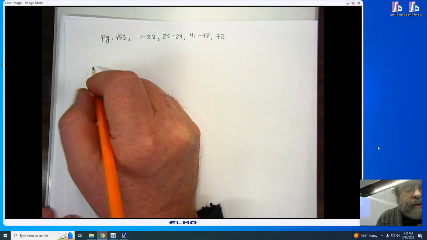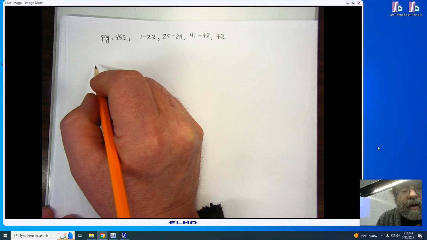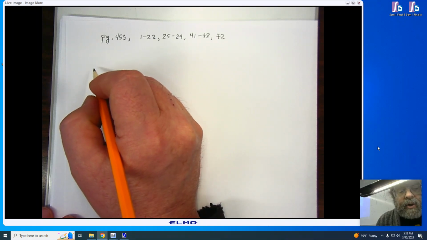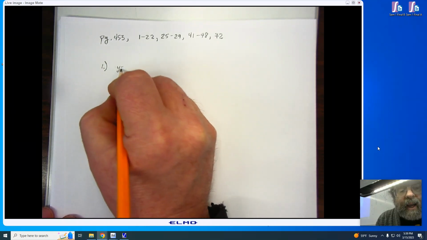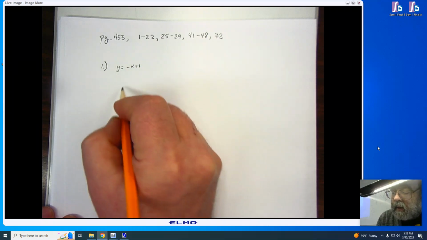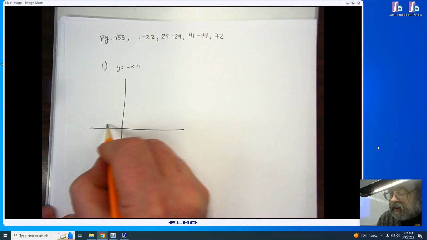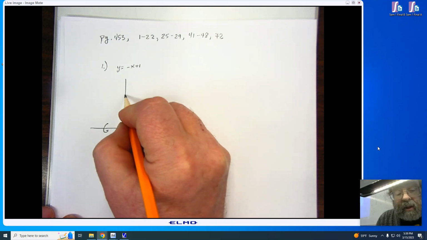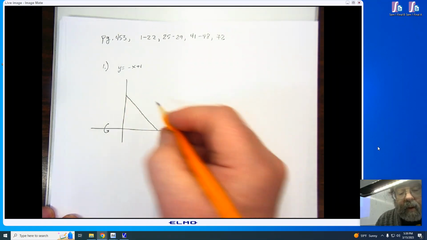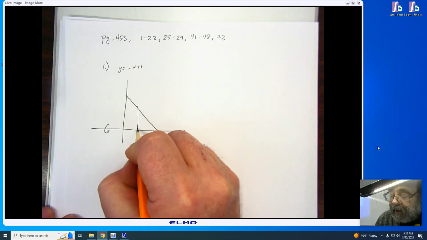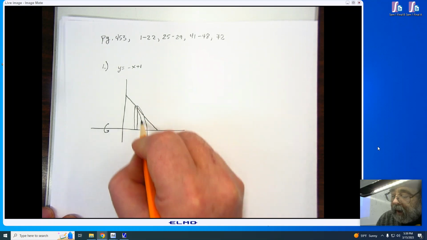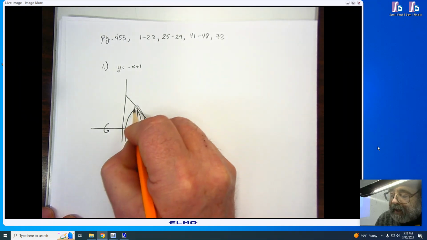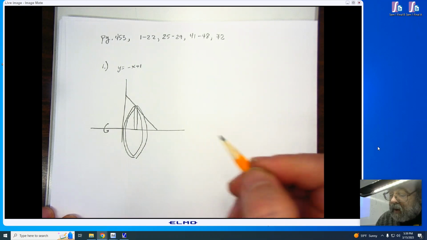Number 1 is asking us to evaluate the integral that gives the volume of the solid formed by revolving the region about the x-axis. In number 1, the equation is y equals negative x plus 1, and the graph is provided to us, showing the axis of rotation and our curve. In this, we're going to be doing the same basic process. We can see that we're revolving around our x-axis, creating a disk, like so.